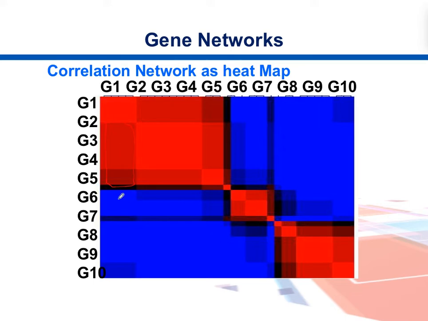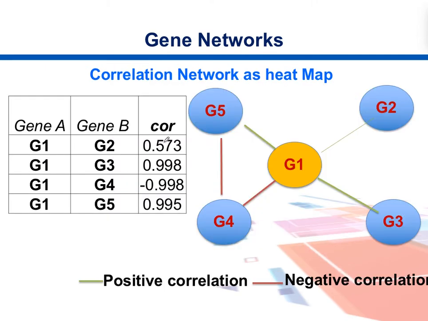Alright, and we have other genes here, G1 with G6, G7. So these are the genes where we see negative correlations between them. That is the information which we can infer from this heat map. We can construct gene networks also. For that, we need to transform this matrix into this form.